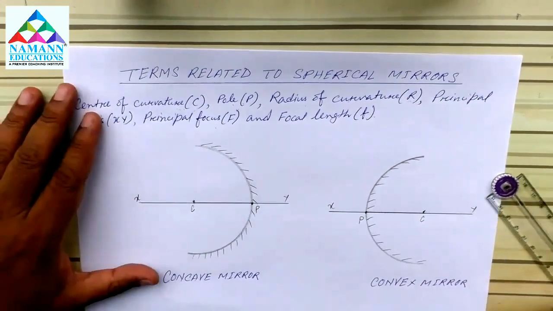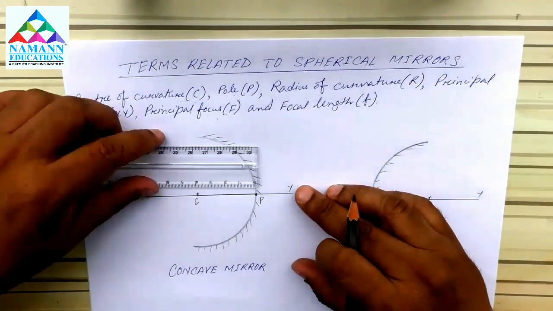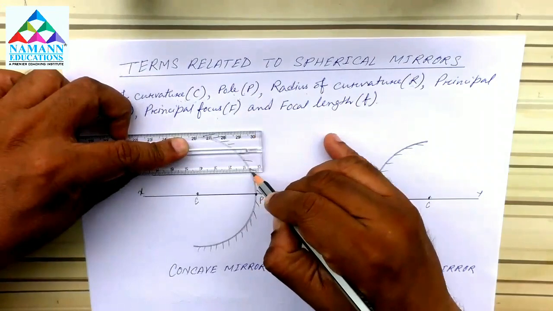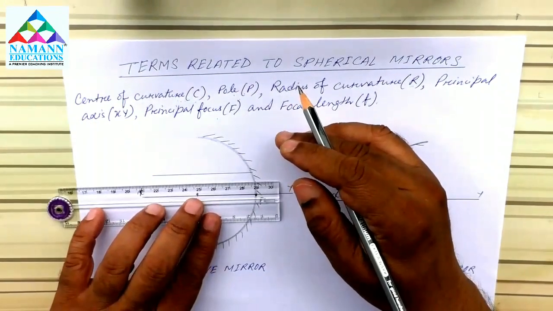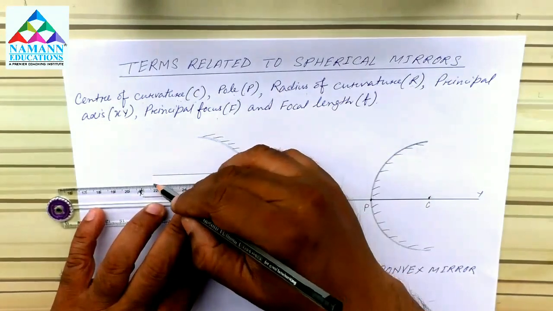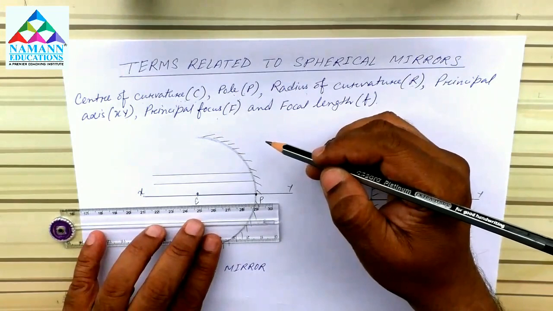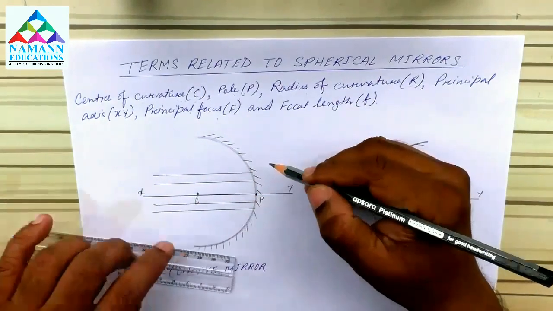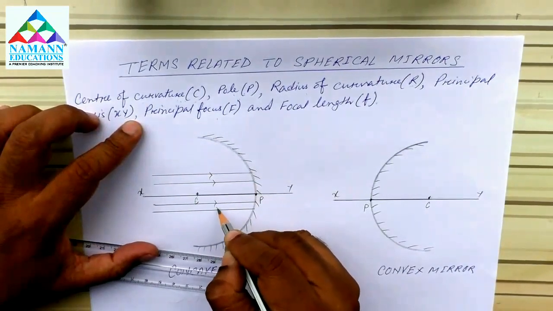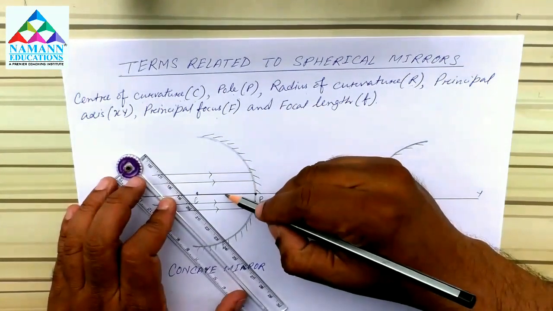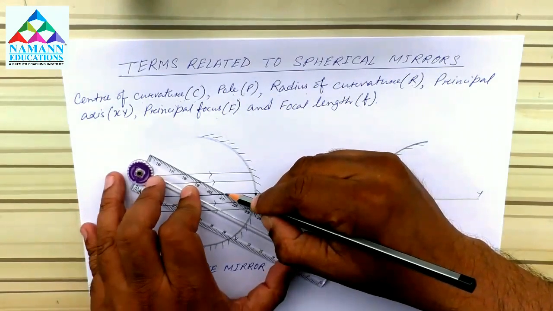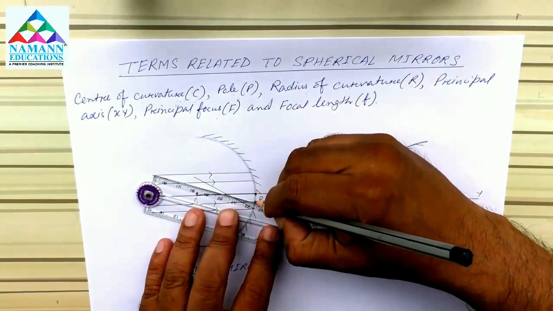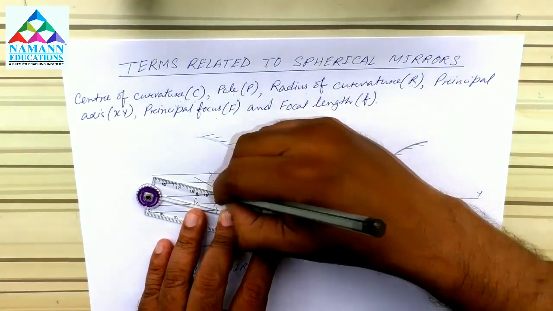Now, what is principal focus? Try to understand. If I allow a parallel beam of light, parallel to the principal axis, to fall on a concave mirror, in case of a concave mirror this parallel beam of light after reflection will always pass through a point on the principal axis. Each ray of light after reflection passes through that point.